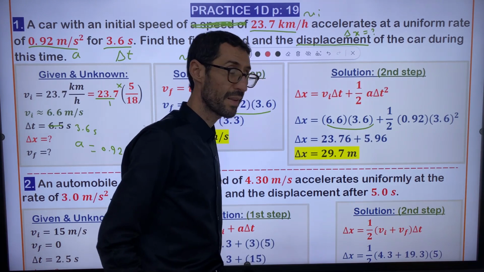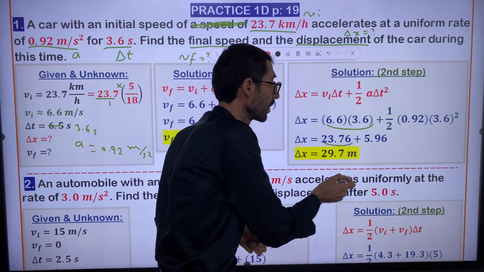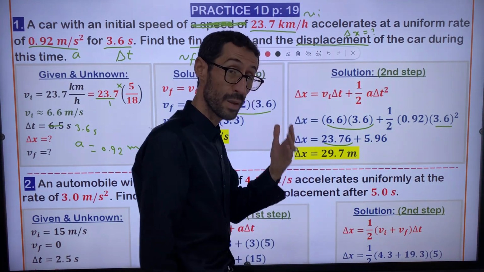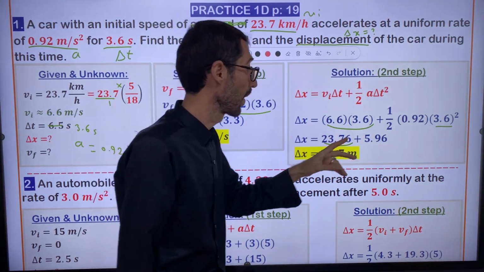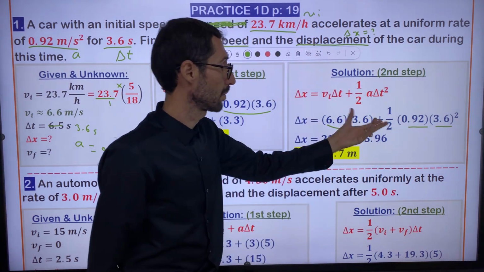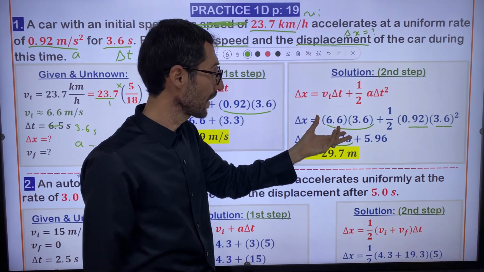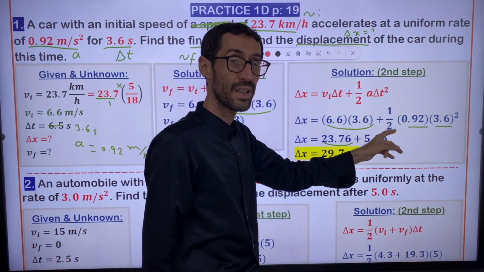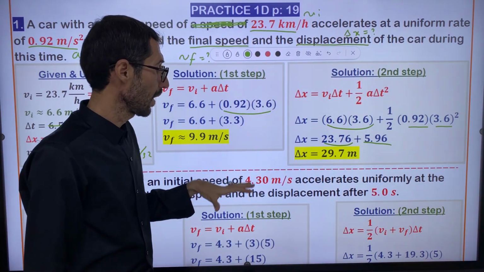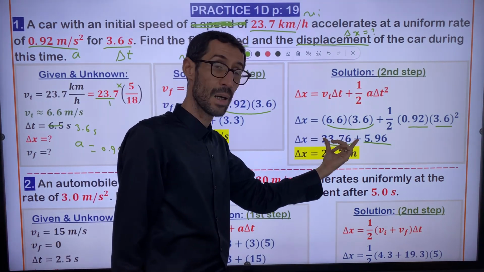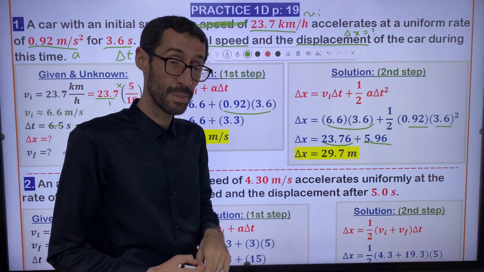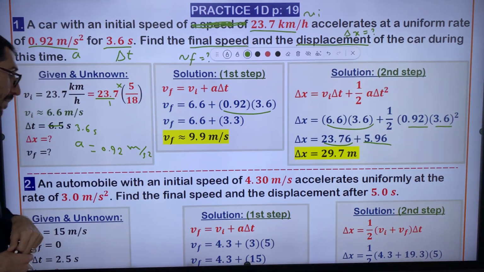Multiply these numbers together to find this value. Squared, I want you to square 3.6, means 3.6 times itself. After that, you have to times it by 0.92, and the result, you have to divide it by 2 to get 5.96. I want you to add these numbers up together to find the last answer, which is equal to 29.7 meters. This is delta x, right?